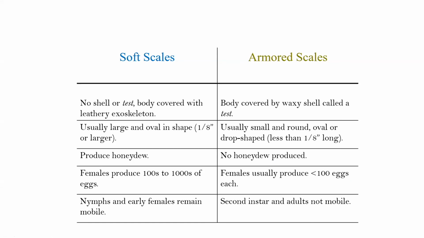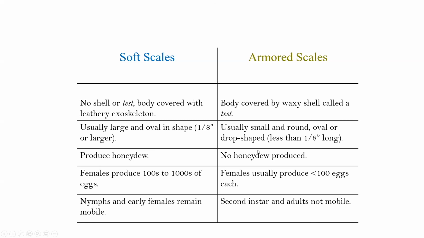Soft scales do not have a test. Armored scales do. The test is that scale cover that can flip up and still reveal the insect underneath it. Soft scales, if you flip it up or flip it over, you actually end up removing the whole thing.